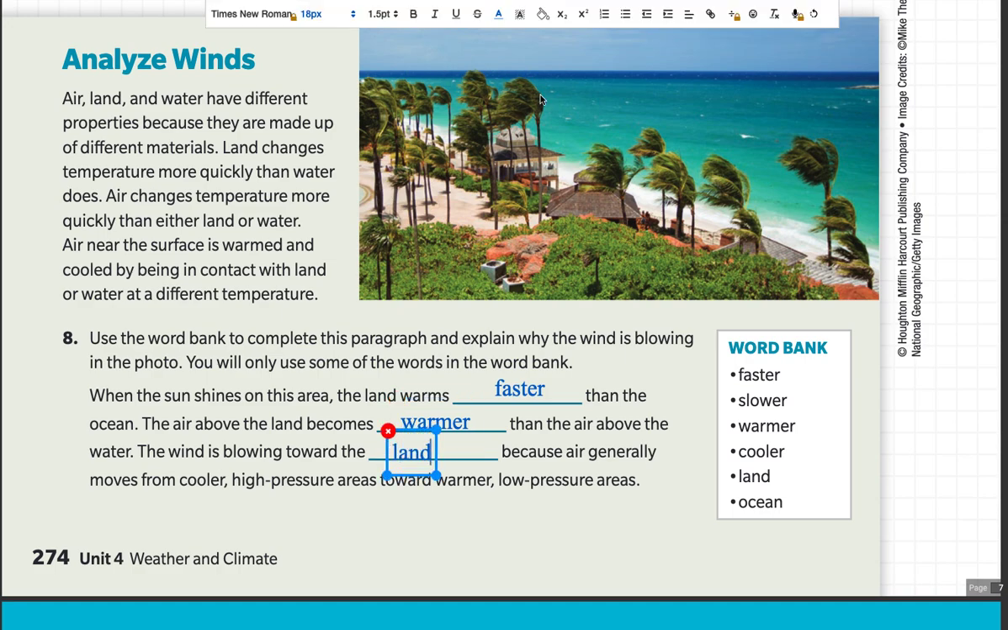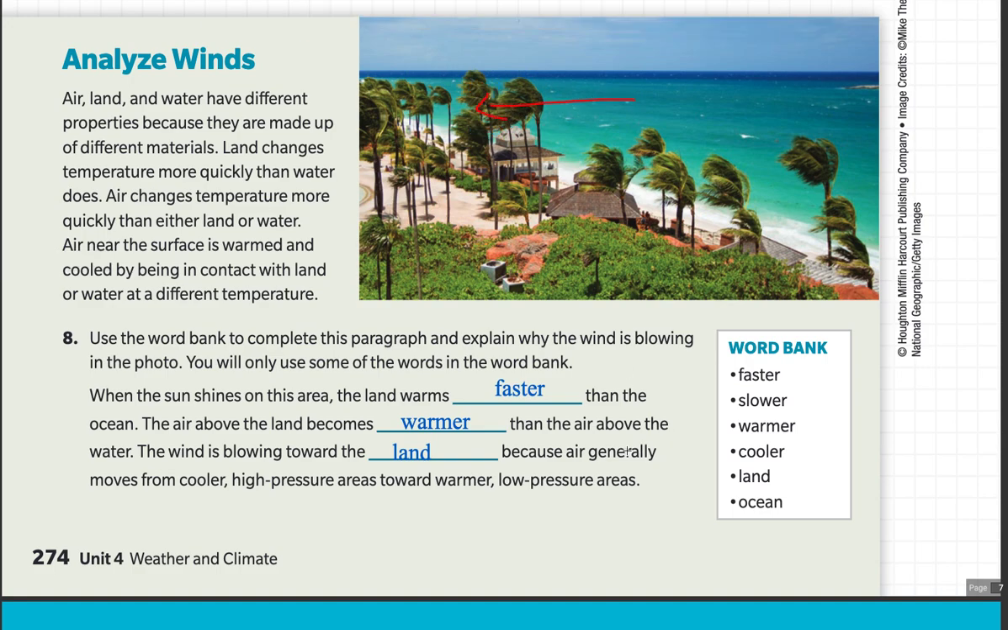You can see that with the trees. The branches are pointing in this direction. It's like the wind's going that way, right? Because the air generally moves from the cooler, high pressure areas to the warmer, low pressure areas, right?